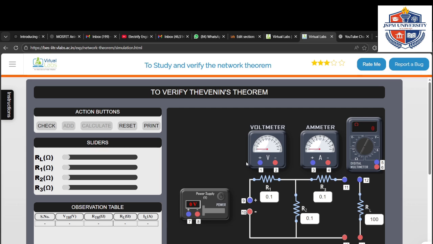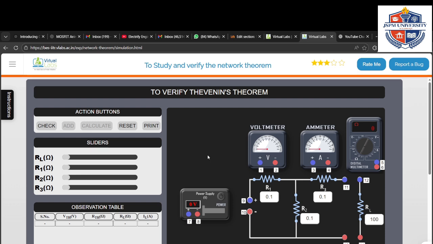In the last session, we have seen how one can implement Norton's theorem in the virtual lab or virtual platform. In this session, we are going to learn how Thevenin's theorem will be implemented in the virtual platform. There is some relation between Norton's theorem and Thevenin's theorem.